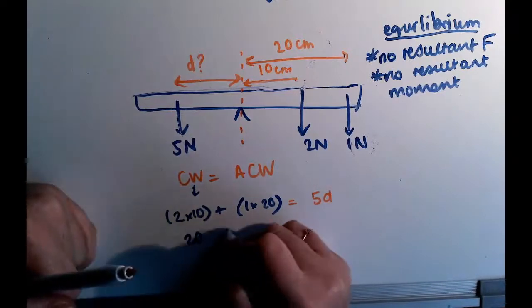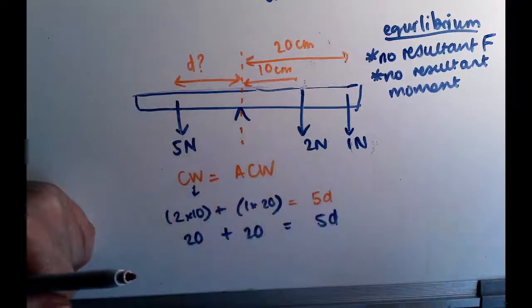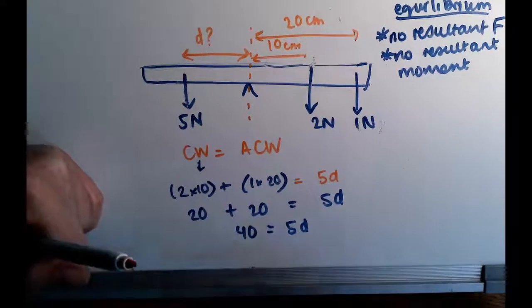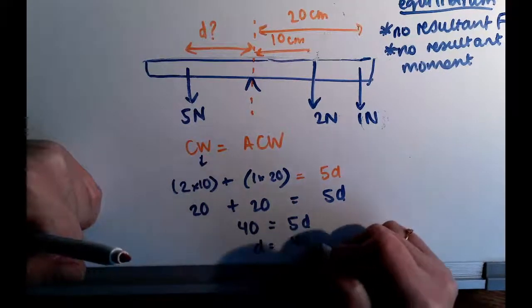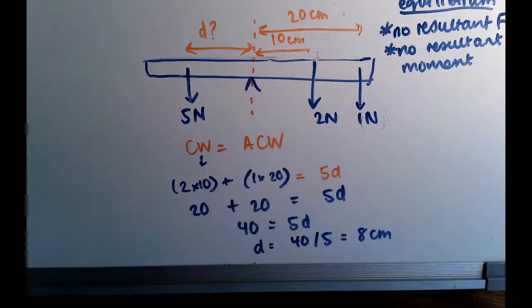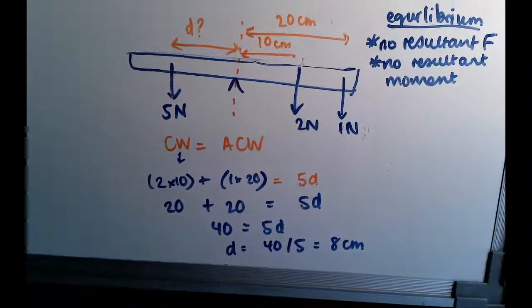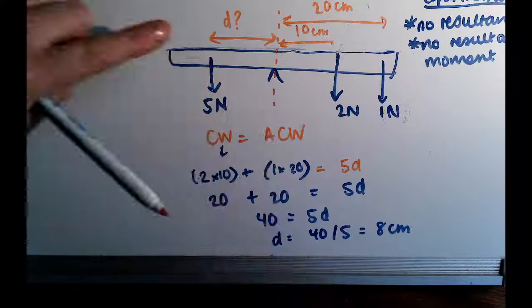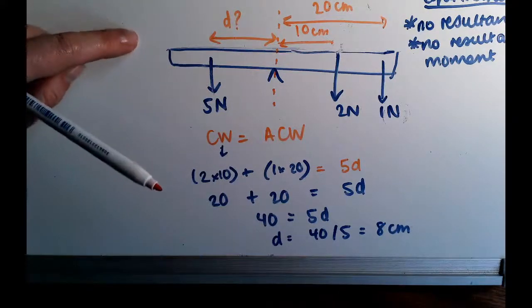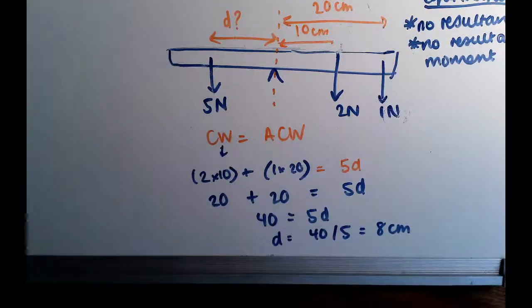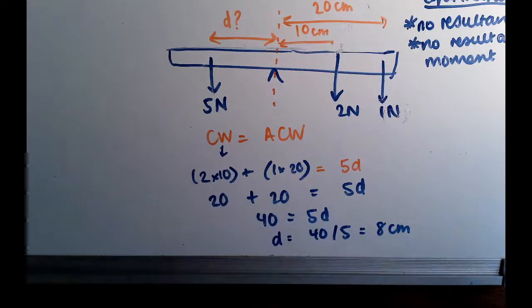Okay, so we've got 20 plus 20 equals 5d, and now we've got 40 equals 5d. d is equal to 40 over 5, and you can hopefully see that is 8 centimetres. Okay, now what this means is we have to have moved this 5 newton force further away from the pivot to increase the total turning effect to counter the extra force that's been added. Okay, so you have to always combine clockwise equals anti-clockwise if the total object is in equilibrium and it's not moving.